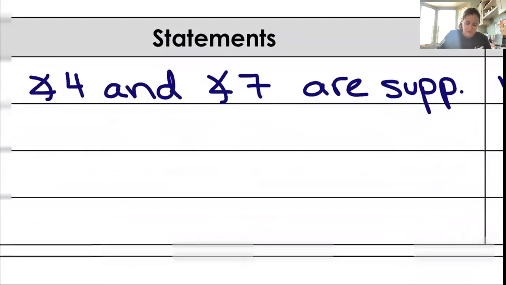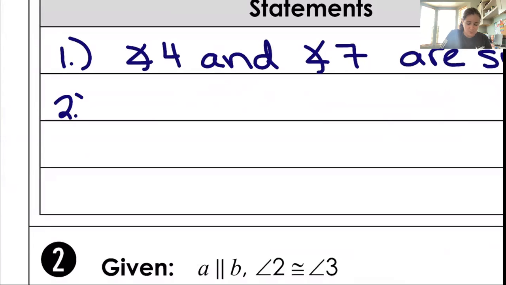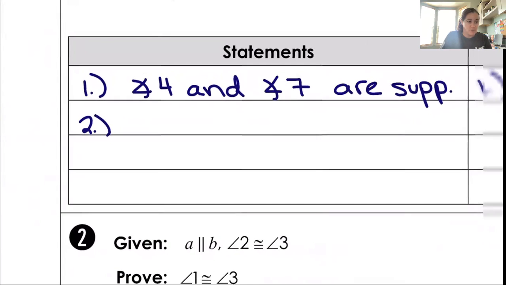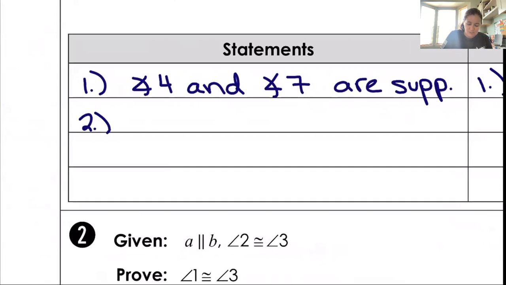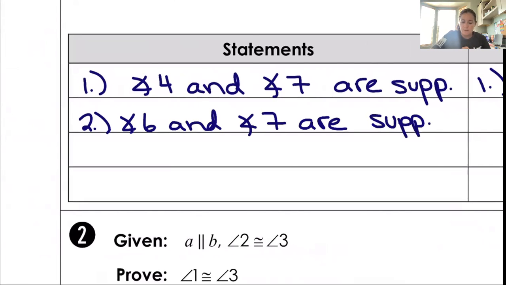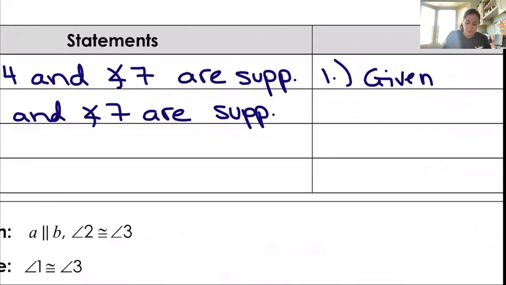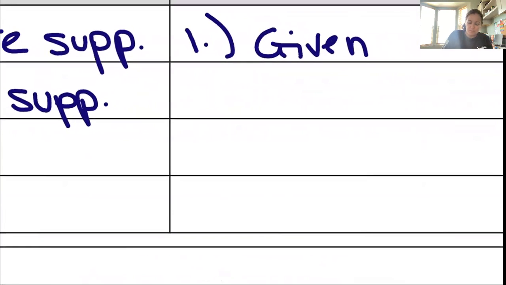All right, so let's go ahead and see what we have. For step number 2, 4 and 7 are supplementary. We can also say that angle 6 and 7 are supplementary. They form a linear pair. So if 2 angles form a linear pair, then they are supplementary.